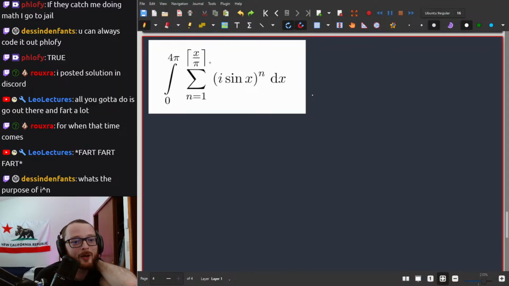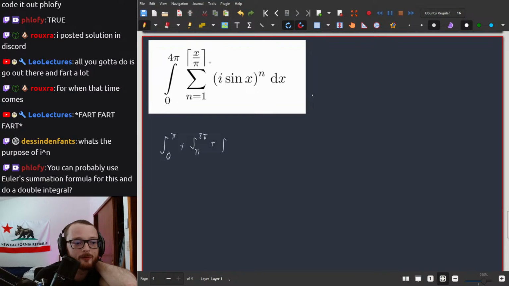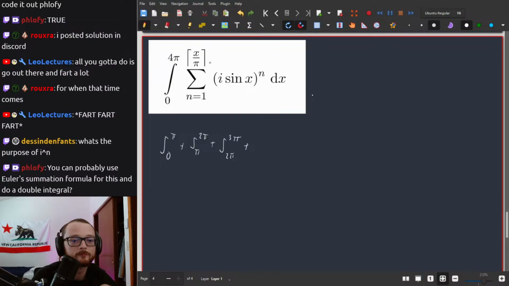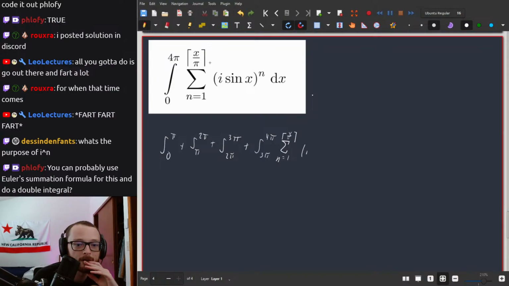Okay. Oh, wait. Okay. Well, I don't know. Maybe don't wait. Maybe the first step is splitting it up like this. This sum is actually really finite. Euler summation formula and do a double integral. Maybe Fluffy? I'm gonna think about... I haven't heard of that, though.